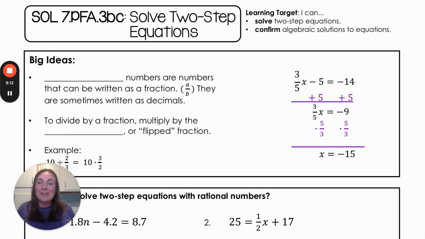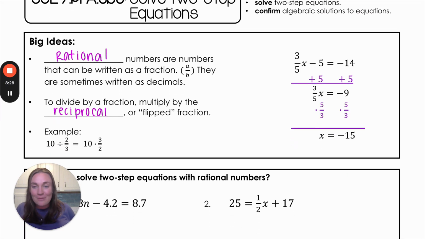So remember that rational numbers are numbers that can be written as a fraction, and sometimes we'd see them as decimals and percents. In an equation, you're usually going to see a fraction or a decimal. When we are dividing by a fraction, remember that we're actually going to be multiplying by that flipped fraction, which is called a reciprocal. You can see an example of that reciprocal down here.